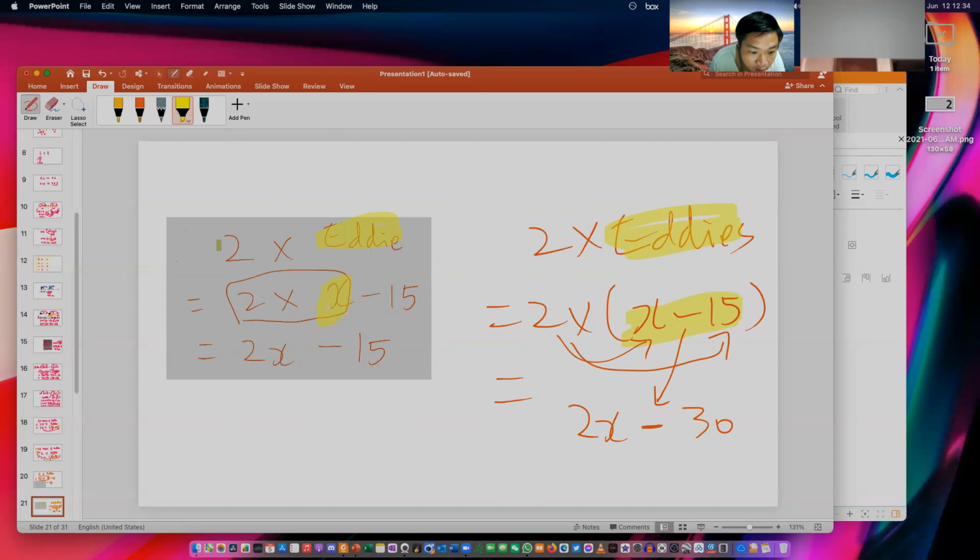Can you see the difference in the answer also? Can you see that the first one without the bracket is 2x minus 15? Can you see that the second one with the bracket is 2x minus 30? Can you see the difference? Can you see or not? Yeah. So therefore, next time when you do, you need to put a bracket to show that x minus 15 is for Eddie. And then over here, without the bracket, you are telling people x is Eddie only. So far, so good? Yeah. Okay, so that's it.